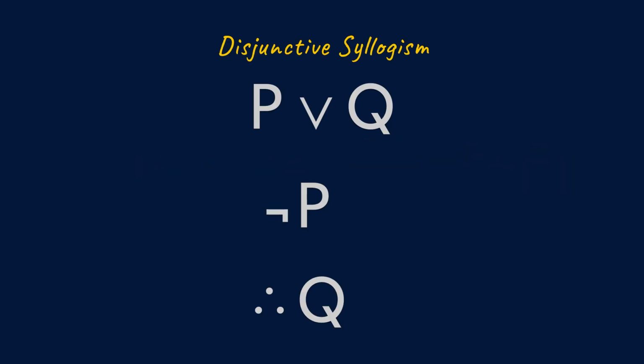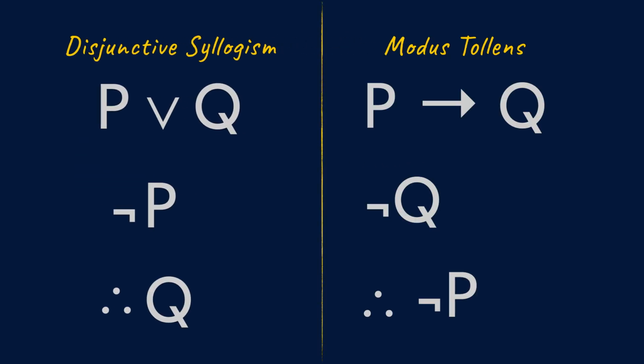For beginners, disjunctive syllogism feels a lot like modus tollens. Both use a negation on the second line. Both conclude by taking a piece from the first line, so the surface pattern looks the same. But the differences are crucial.